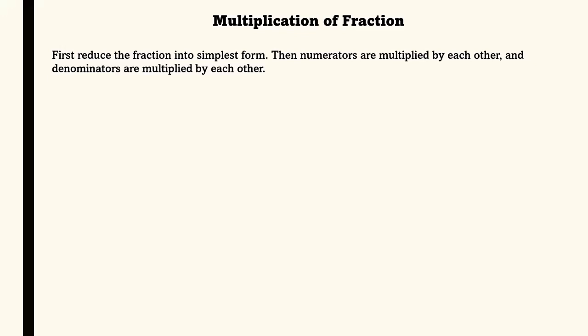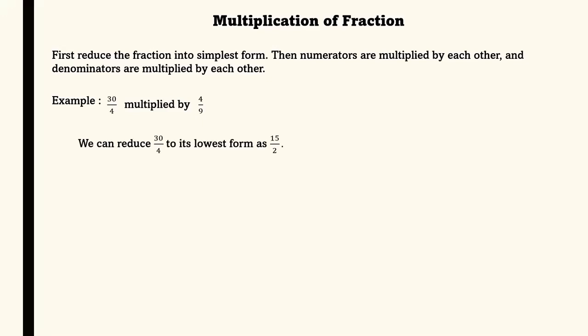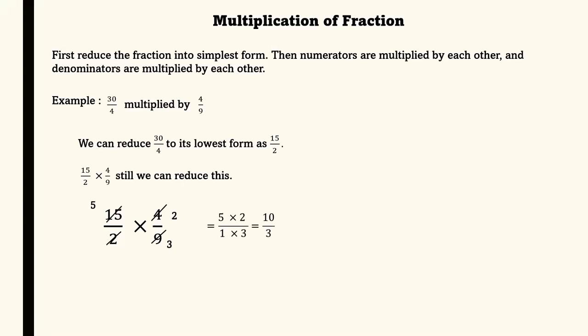Then, numerators are multiplied by each other and denominators are multiplied by each other. Example, 30 by 4 multiplied by 4 by 9. We can reduce 30 by 4 to its lowest form as 15 by 2. Still, we can reduce, that is 5 by 1 into 2 by 3, which is equal to 10 by 3.